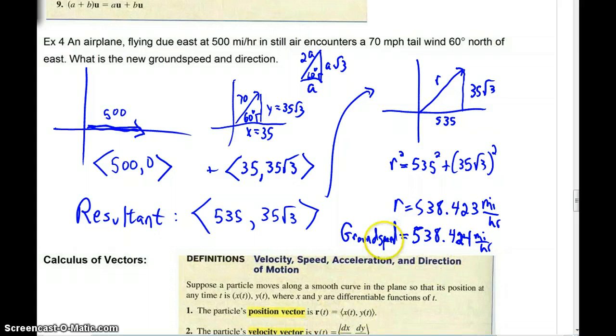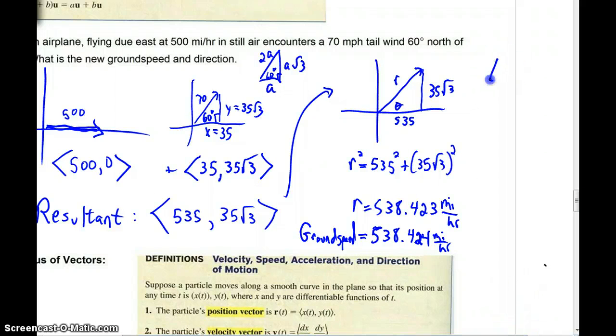We could say, well, what about the direction? Well, that's theta. Very quickly, we could say the tangent of theta is equal to opposite over adjacent. So that's 35 root 3 over 535. And we could do an inverse tangent of that. Maybe we will change our mode real quickly to degrees. And just get this typed in.